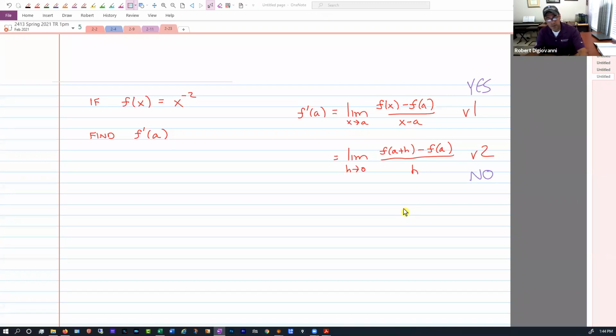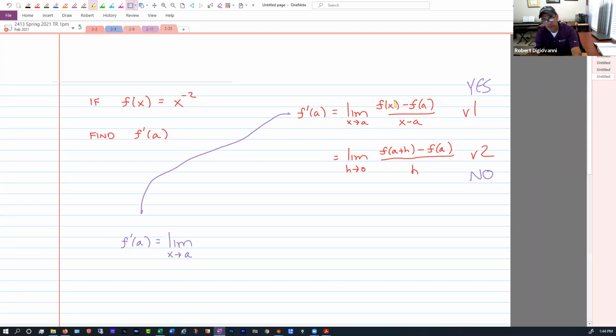I'm going to use this formula. And so here we go. f prime of a should be the limit as x approaches a. And again, I'm not going to be able to replace a with a number, because I'm not given a number. That means we have to just leave everything the way it is.